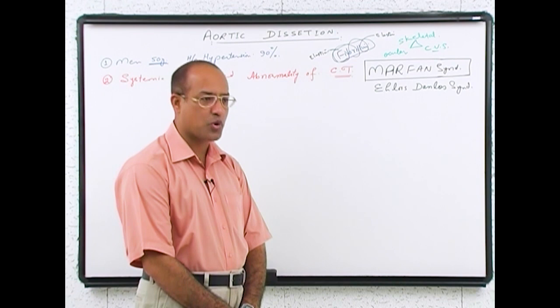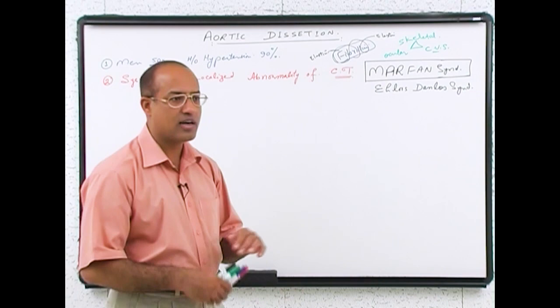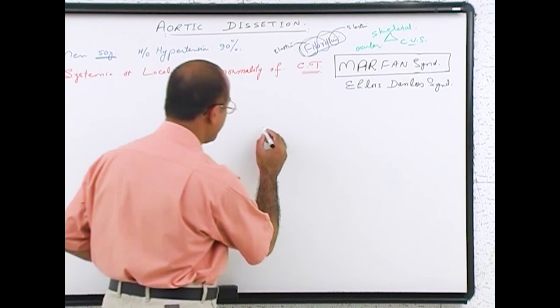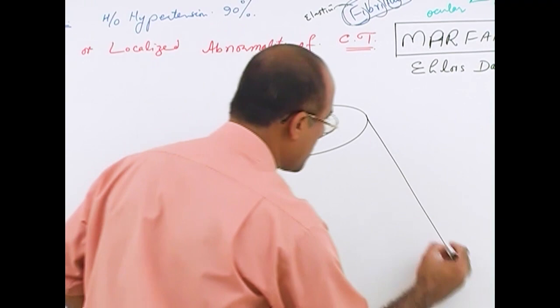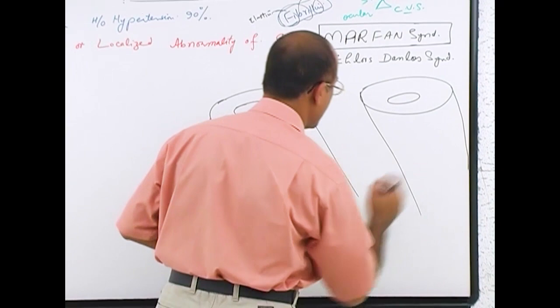As we'll discuss, in Marfan syndrome what really happens is that in the media of the aorta there are some abnormalities in the connective tissue. Let me tell you exactly what the abnormalities are. Let's suppose these are two aortic channels I'm drawing. One is healthy, another is pathological.